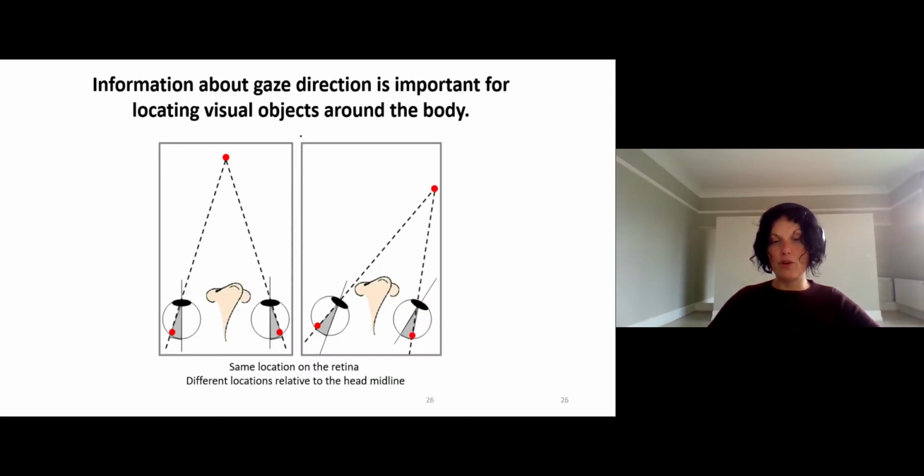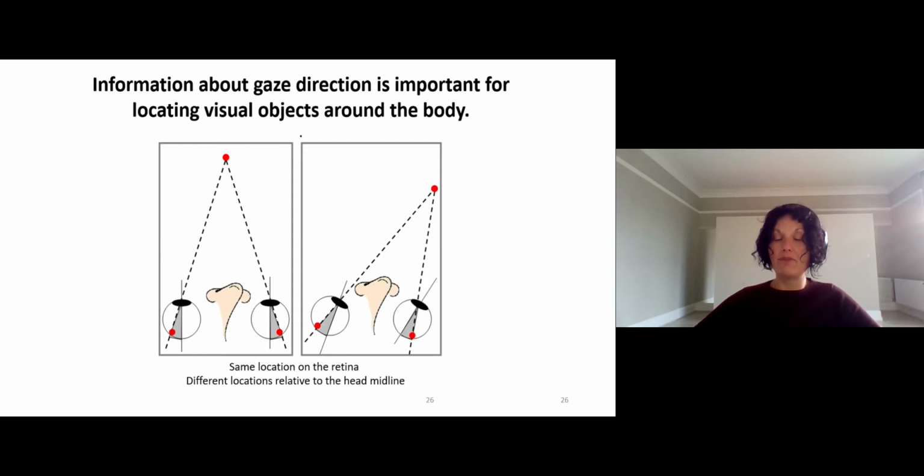First of all, I'd like to draw your attention to the fact that visual information is not sufficient to locate visual objects relative to the body. On my slide, you see that the red dot creates the same image on the eye's retina in both panels. However, here it is situated right in front of the nose, whereas here it is to the right. So retinal information cannot tell us where the dot is relative to the body.